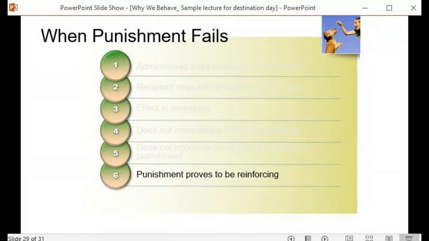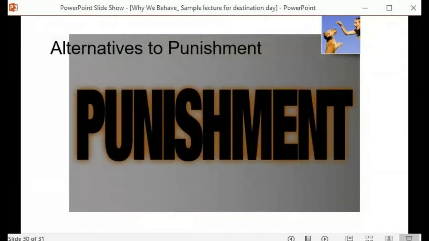And then the final one is that punishment can sometimes be reinforcing. That's often the case with timeout, like we talked about earlier. But it can even be the case with more of a positive punishment. If a kid isn't getting any attention at all from their parents, and the one time they pay attention is when they're in trouble, that punishment actually might be reinforcing. So these are all problems with punishment. Reward in many ways is better than punishment, right?